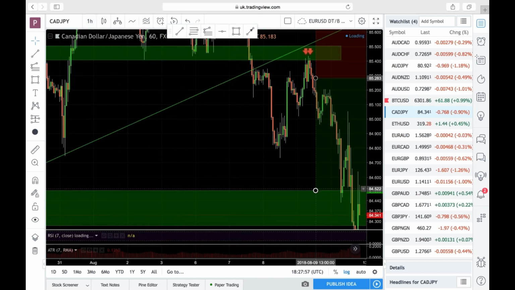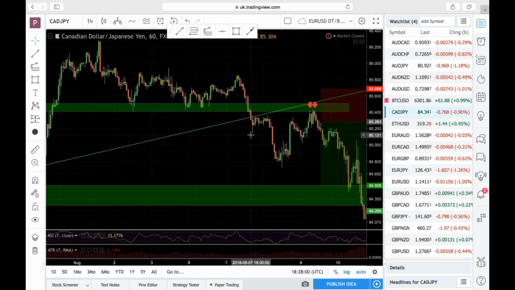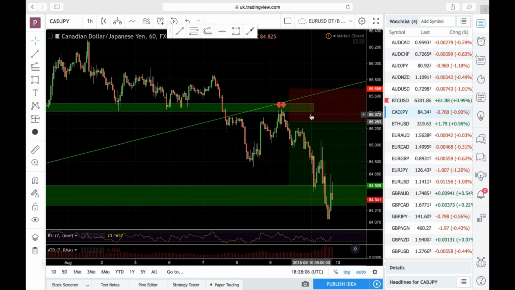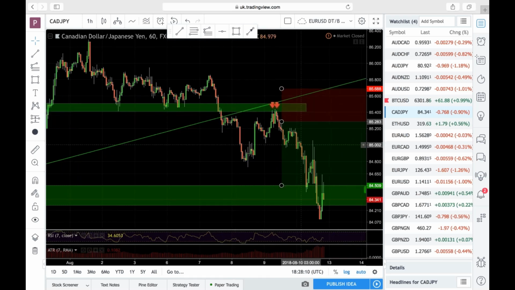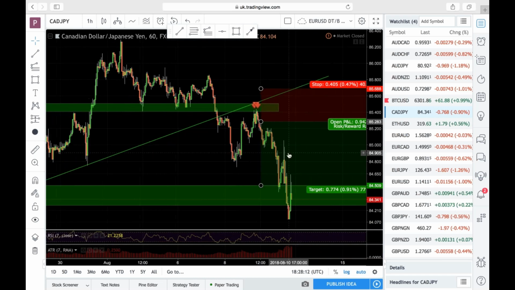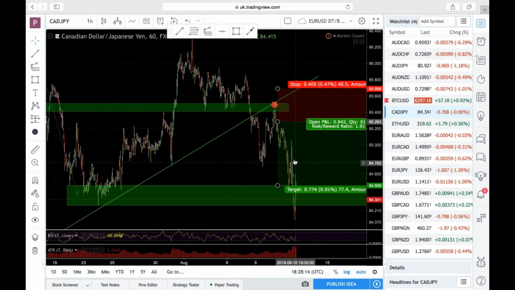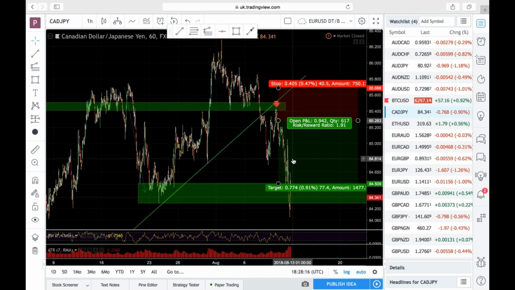Now, again, I didn't need that. It would be nice if, say, I missed this trade and we had another chance to come up here, I would have entered again, but I caught this trade on time. And so we took advantage of it. So this was a nice 77 pip winner.